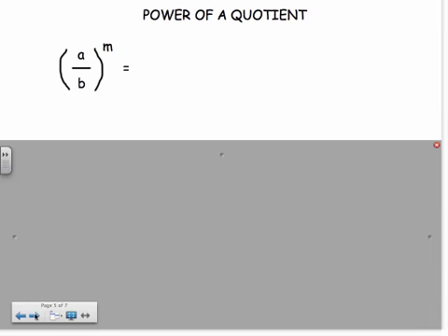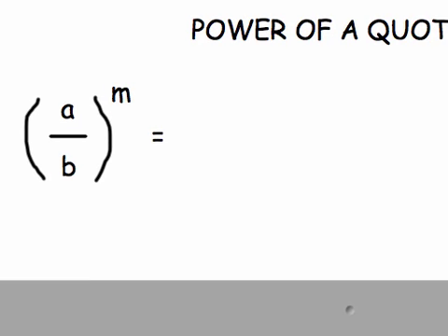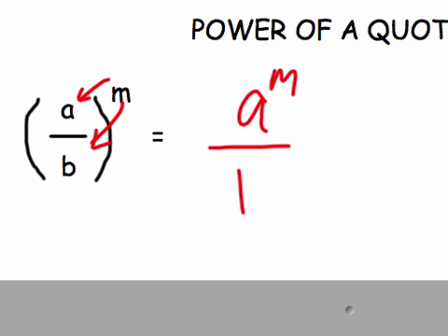Power of a quotient, same thing. We did power of a product, we just distributed. That's the same thing that's going to happen here. We're basically just distributing that m. So it'd be a to the m over b to the m.